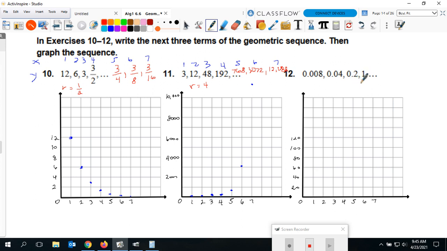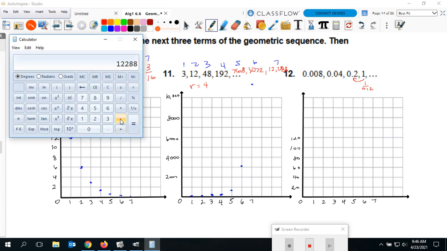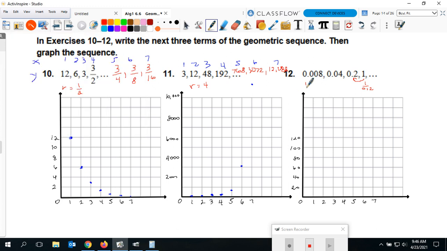You could also do it this way. You could divide. You could say right here 1 divided by 0.2. It's another way you can find what you're multiplying by. 1 divided by 0.2, and we could do that on the calculator. So I come down here and just say 1 divided by 0.2 equals, and there it is, 5. Our R, our common ratio, what we're multiplying by on this one, is just the number 5.